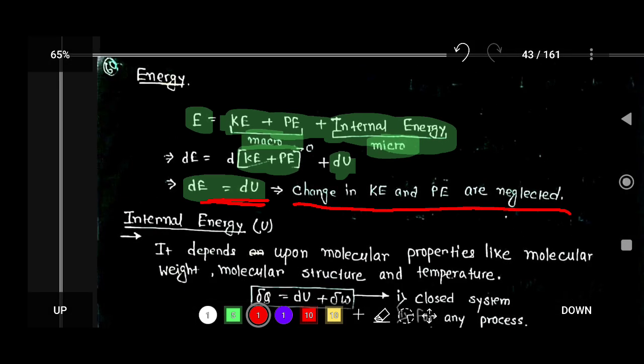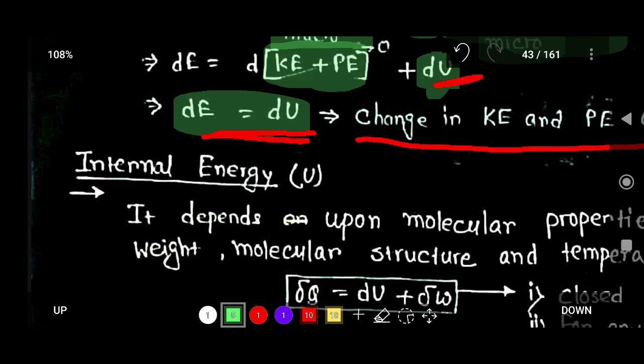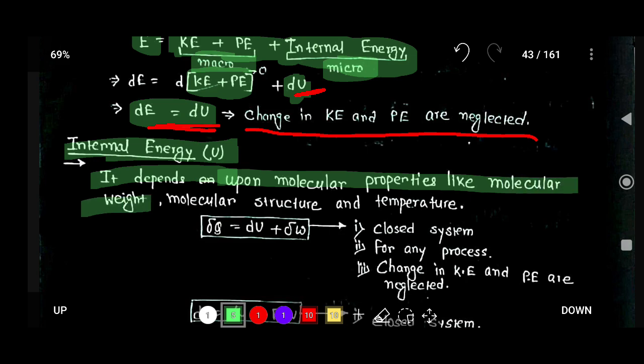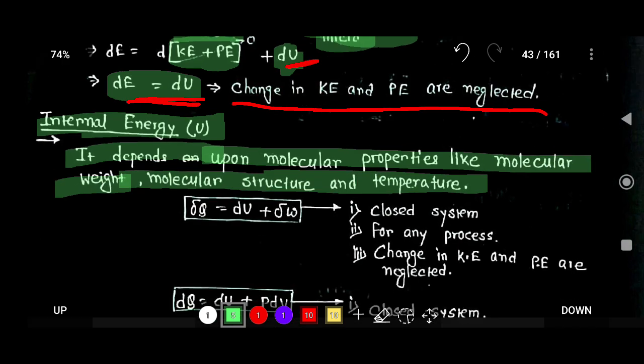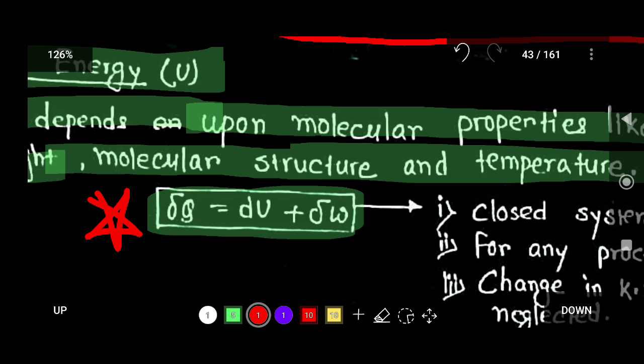This U is basically the internal energy. Internal energy depends upon molecular properties like molecular weight, molecular structure, and temperature. So from here you can conclude that δQ = dU + δW. This is a very important formula: δQ = dU + δW.